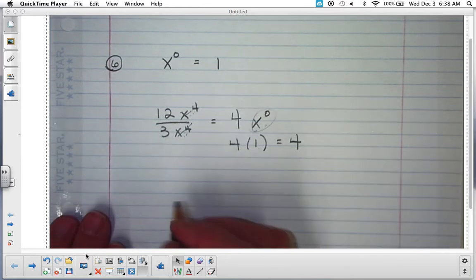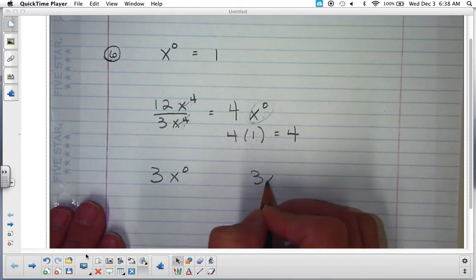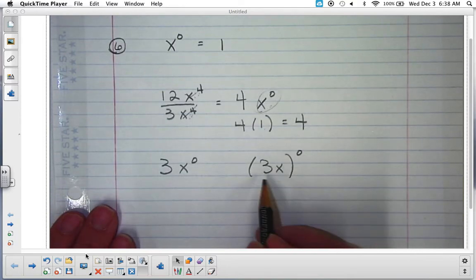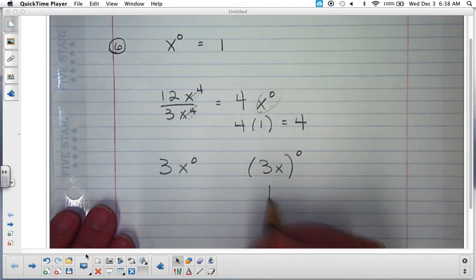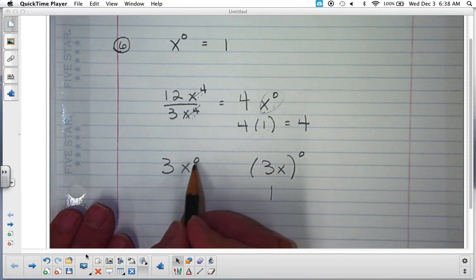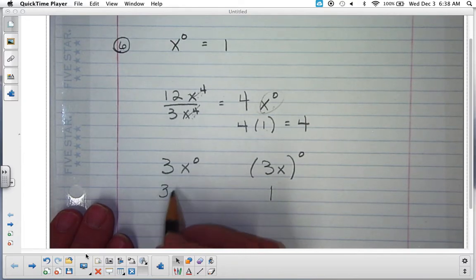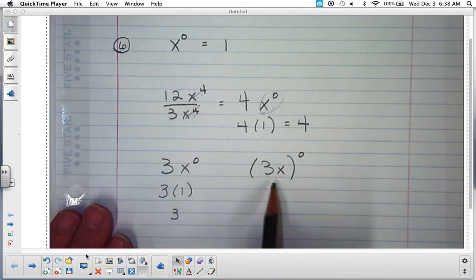And then also be careful that you understand the difference between this and this. Anything raised to the 0 is 1. So when I have a whole quantity of 3x to the 0, this answer is 1. But here, the only thing being raised to the 0 is the x, not the 3. So this is like a 3 times 1. This answer would be 3. So the parentheses really do make a difference here.